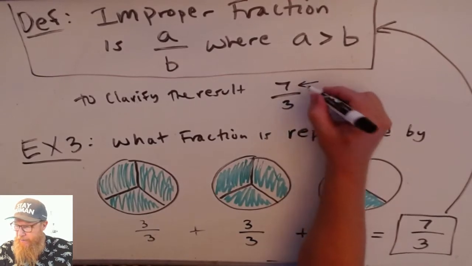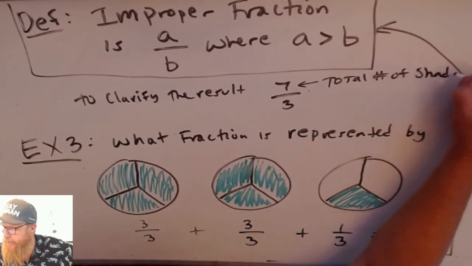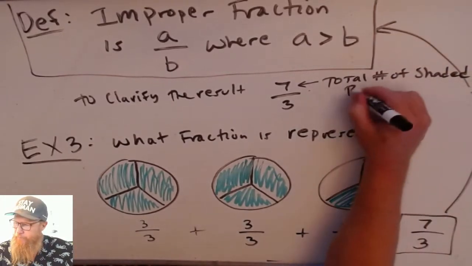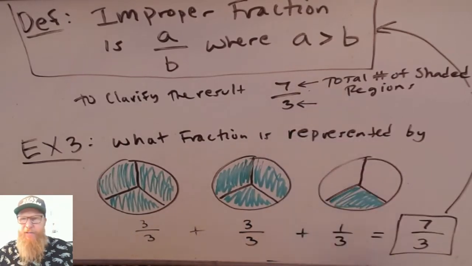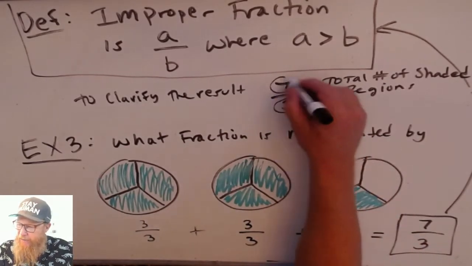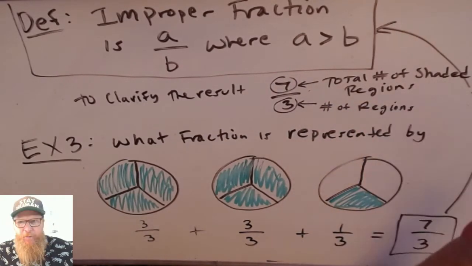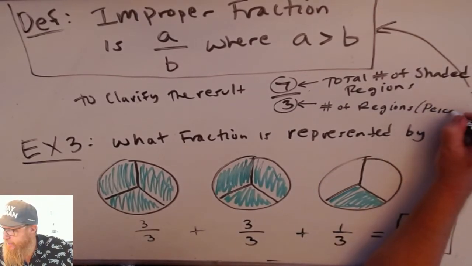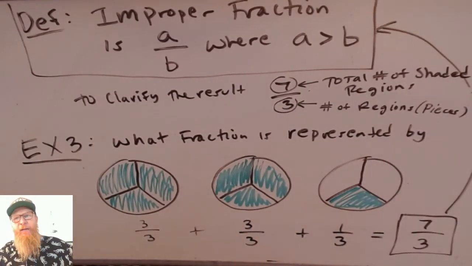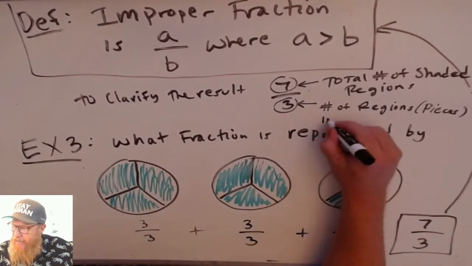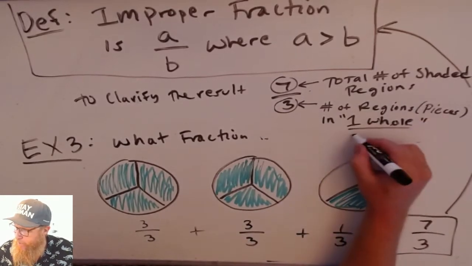The numerator is the total number of shaded regions. Now here's the weird part. I don't know if it's weird, but you just have to be careful with it. The denominator is the number of regions or pieces. Did I spell pieces right? P-E-I, P-I-E, I don't know. It's one of those, there it is, P-I-E. The number of regions, also known as pieces, in one whole, or in one unit.